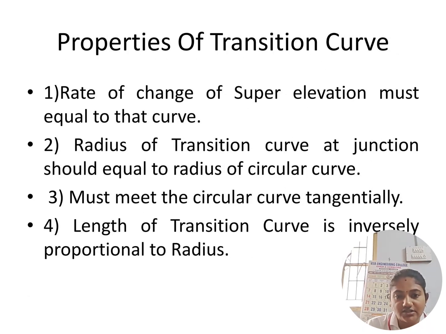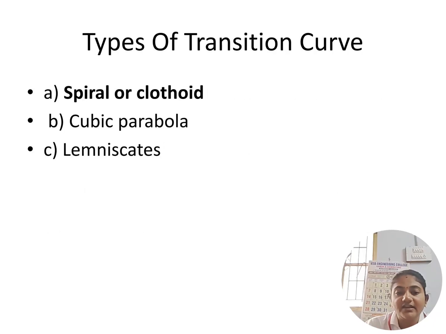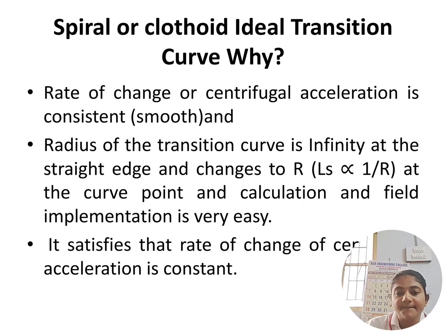Properties of transition curves. The first property is that the rate of change of superelevation must be equal to the curve. The radius of the transition curve at the junction should equal that of the circular curve, so it must meet the circular curve tangentially. The length of the transition curve is inversely proportional to the radius. Types of transition curve are spiral or clothoid, cubic parabola and lemniscate.